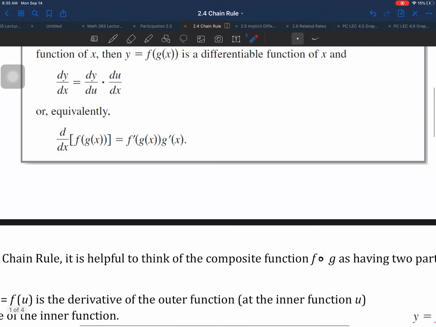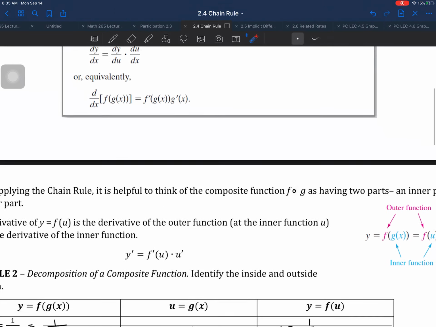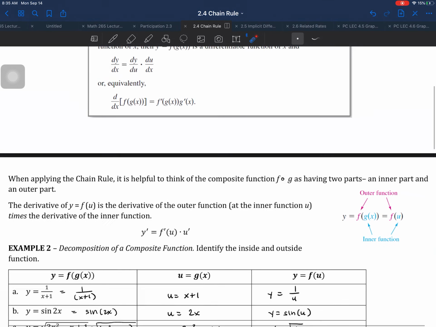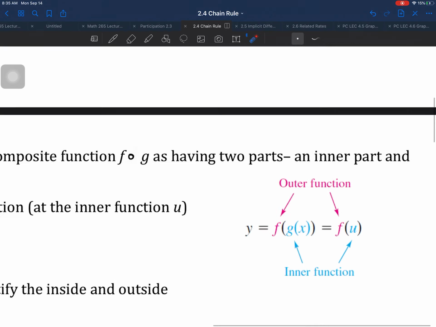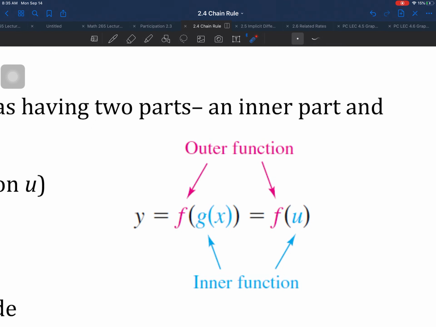Let's look at an example here. Now in the first examples, there's a benefit of looking at this problem in terms of u, because as I mentioned before, the easiest way to play this game is to recognize what's the inside and what's the outside function. I have a figure here that says if you have y equals f of g of x, right?